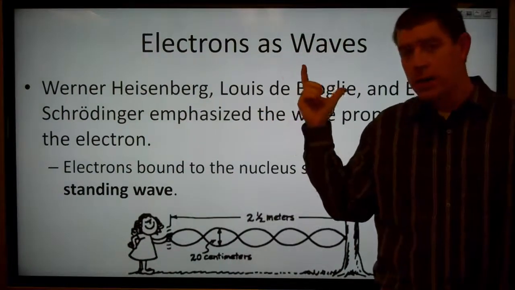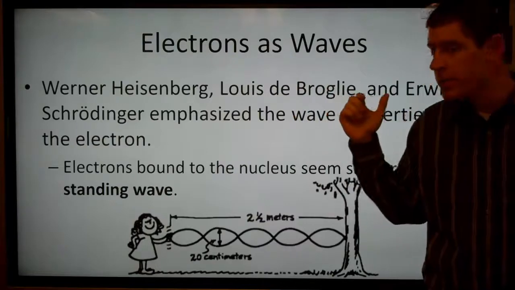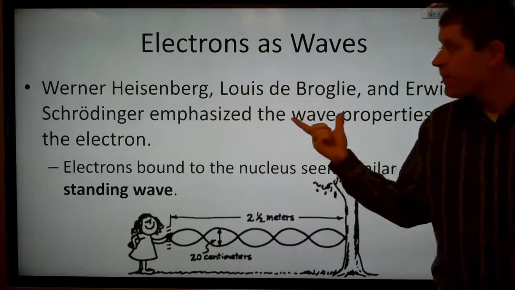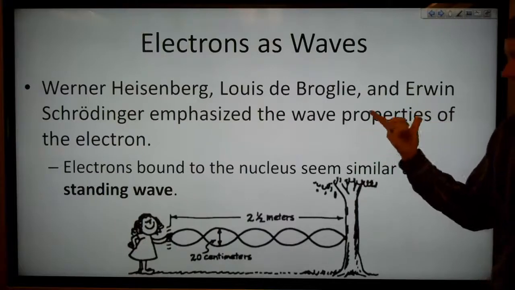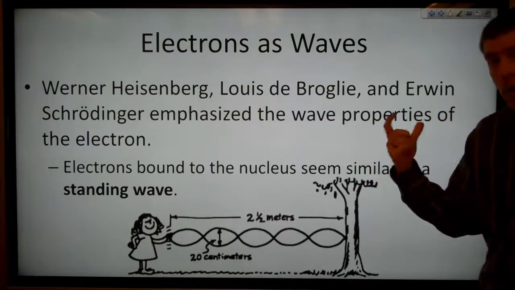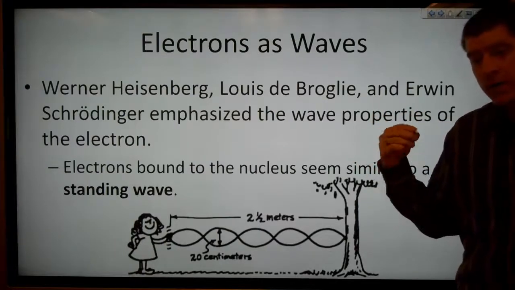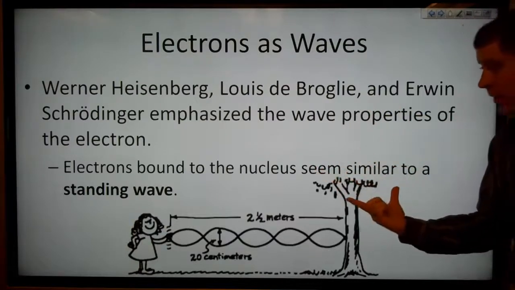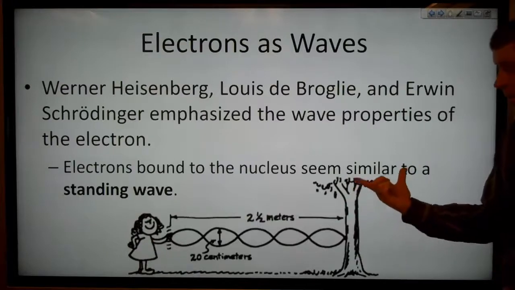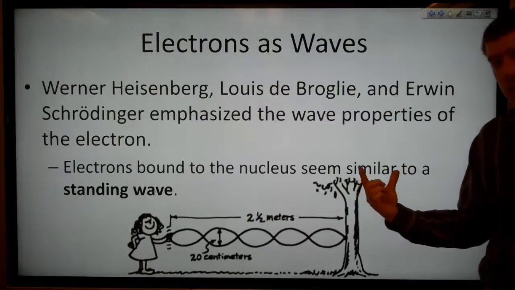we know that electrons act as waves. Now, Werner Heisenberg, Louis de Broglie, and Erwin Schrödinger all emphasize the wave properties of the electron. So we already know that light acts sometimes as a particle and sometimes as a wave. And electrons bound to the nucleus seem similar to a standing wave.